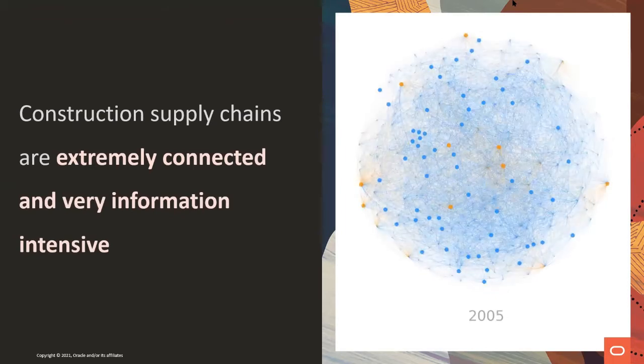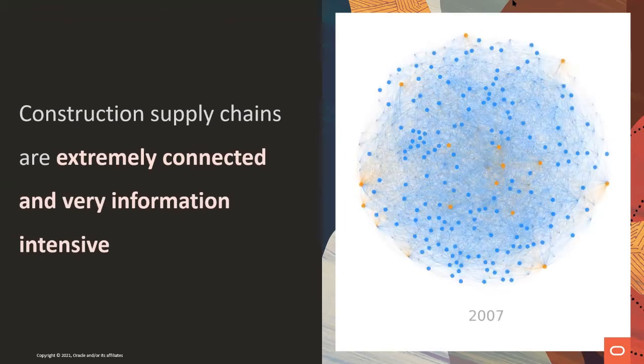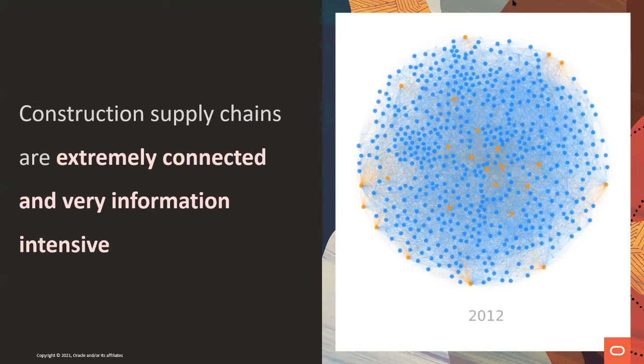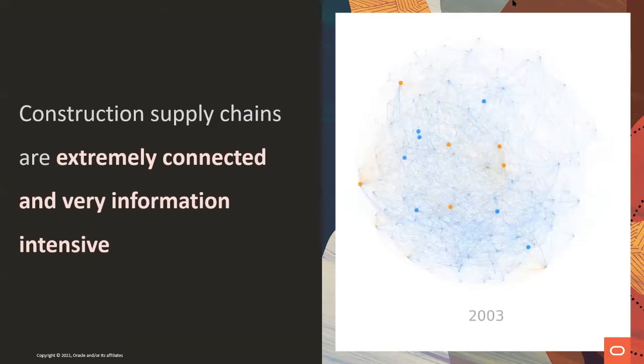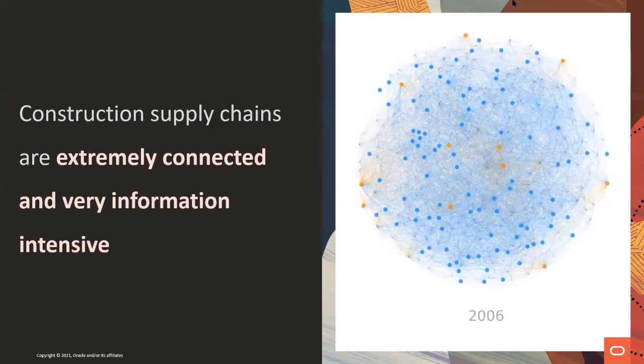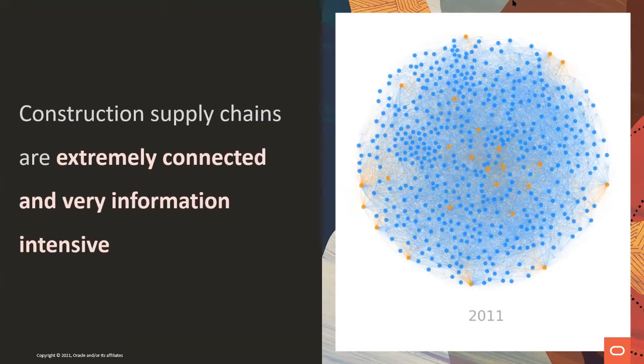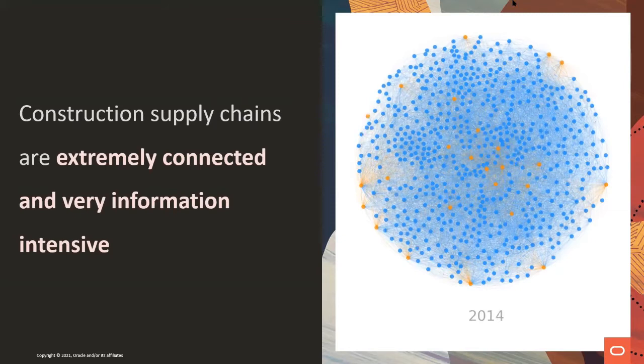So each dot there is an organization exchanging information with other organizations. Information such as documents, correspondence, workflows, RFIs, transmittals, you name it, right? And this is from one Oracle Aconex instance. And over the years, there's so much data that is exchanged that's kind of mind-boggling when you look at it this way. But you know what?